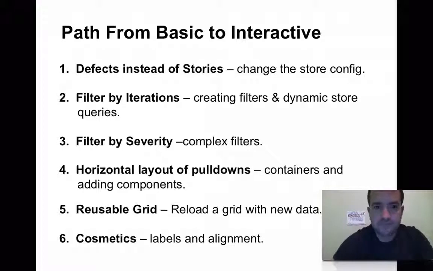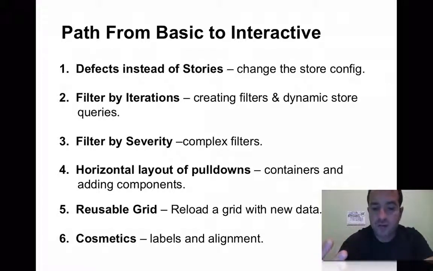How are we going to get there? 6 steps. First, we're going to change our store to query defects. Second, we're going to add a filter for iterations. The third thing we're going to do is add another filter for severity and show how we can build complex filters. The fourth thing is we're going to play with the layout a little bit so we get those filters to line up nicely, the pull downs to line up nicely across the top.